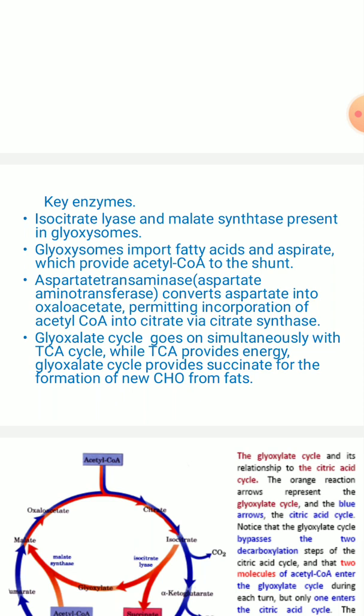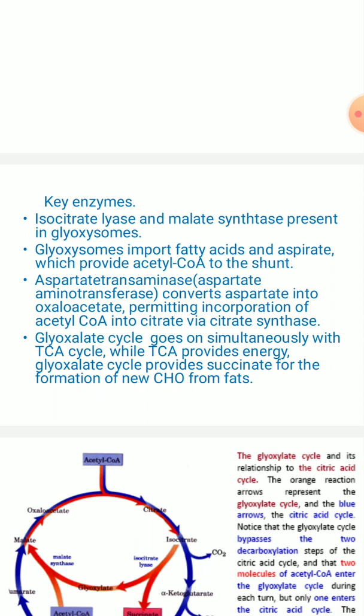This glyoxysome mainly imports fatty acids, as well as aspartate, which provides the acetyl-CoA molecule to the shunt. These act as a shunt for importing the fatty acids and the aspartate molecule formed from acetyl-CoA. Aspartate transaminase, also called aspartate aminotransferase, converts aspartate to oxaloacetate, permitting the incorporation of acetyl-CoA into citrate via the citrate synthase enzyme from the TCA cycle.